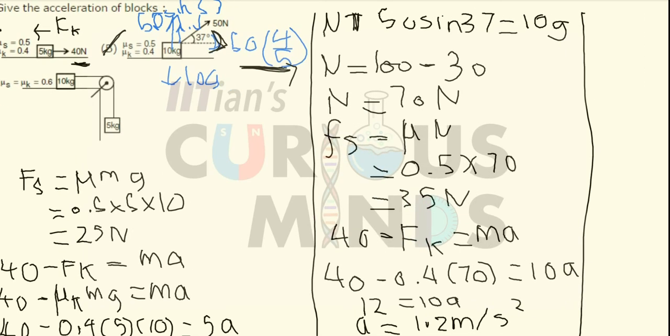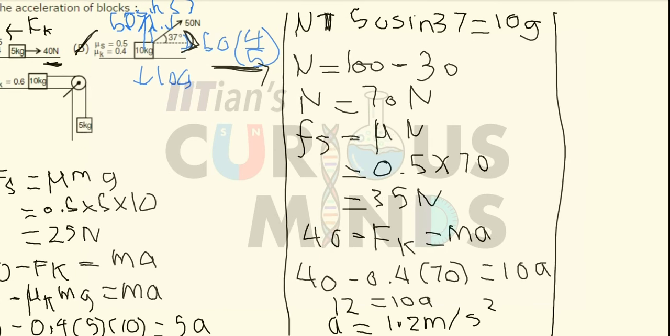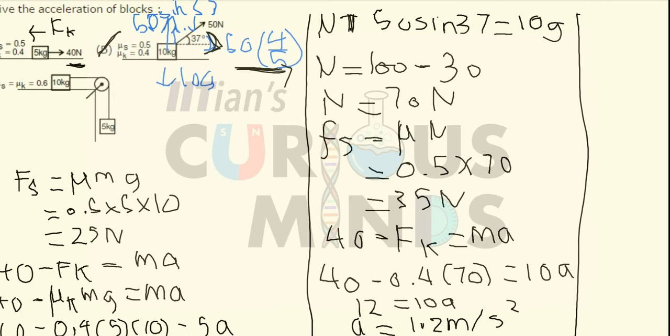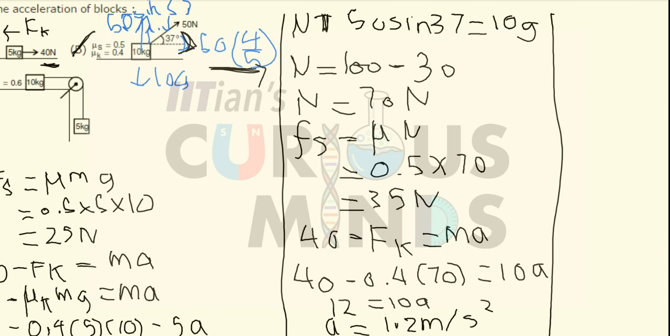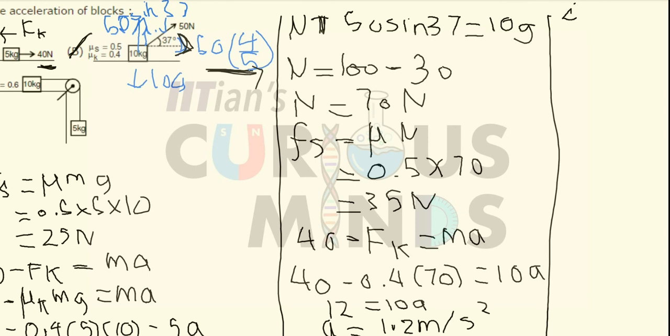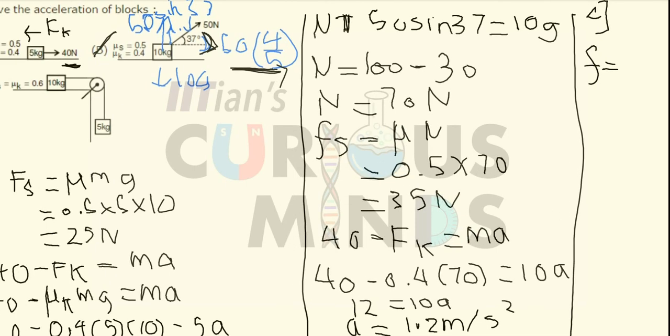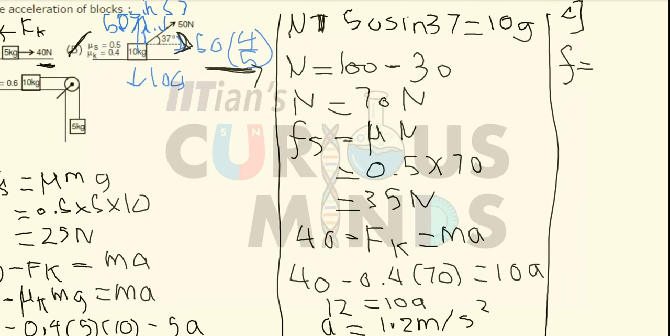Similarly, for the third case, that is case C, mu s and mu k both are equal. Let us calculate the frictional force, which acts in the opposite direction. It will be equal to mu mg. So mu is given as 0.6, m is given as 10, and g is equal to 10. If you calculate this value, the frictional force acting in the opposite direction is 60 Newton.